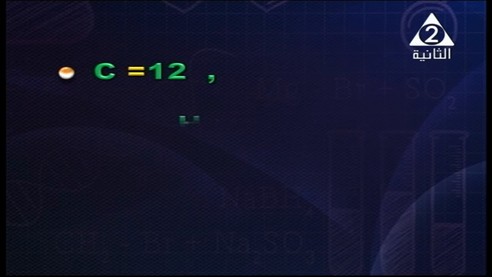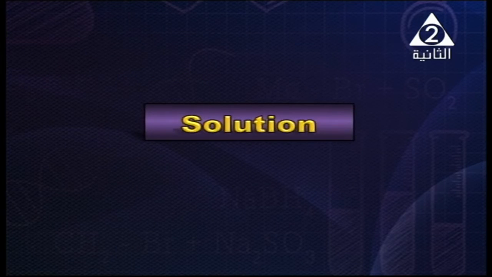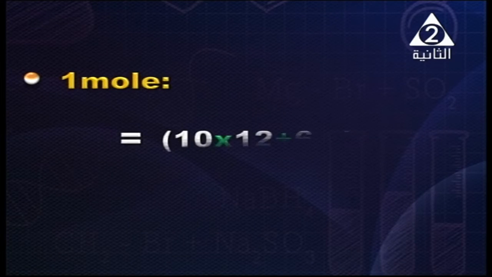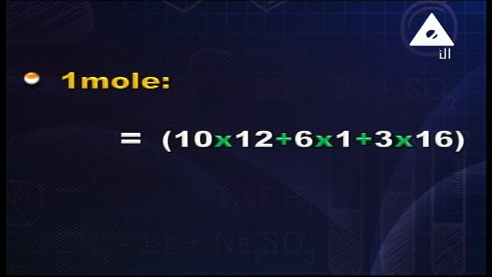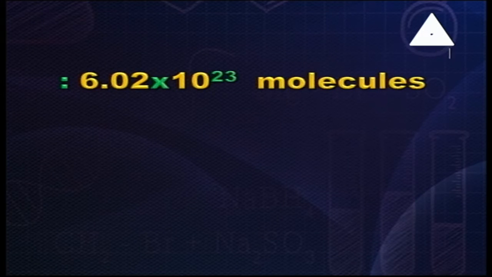C equals what? C equals 12. H equals 1. O equals 16. You remember these numbers? These numbers are the mass numbers of atoms. So the solution starts as 1 mole to 10 by 12 plus 6 by 1 plus 3 by 16. What does this mean? The molar mass of this compound equals 174 grams to 6.02 by 10 power 23 molecules.